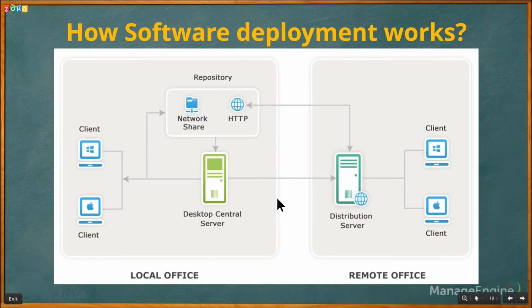Now, in the case of a local office or a local area network agent, the agent accesses the repository directly, takes the application, and installs it. However, in the case of a remote office, the distribution server takes the application binaries from the repository and then distributes them locally to all the agents.